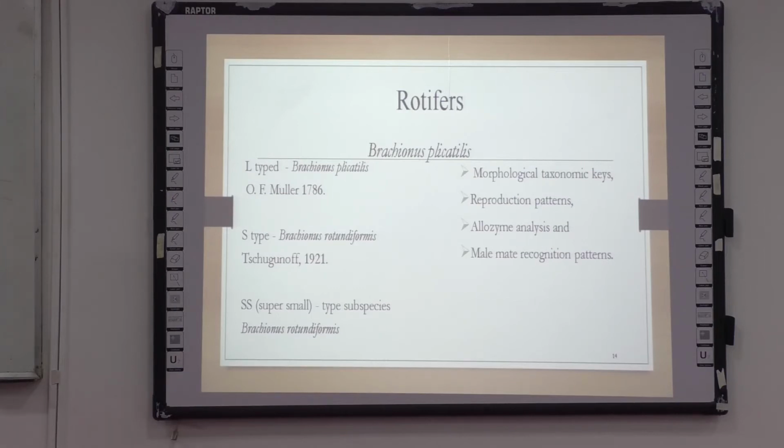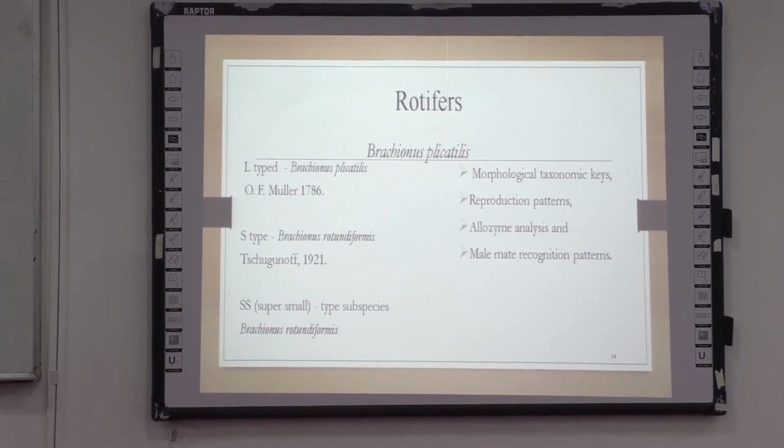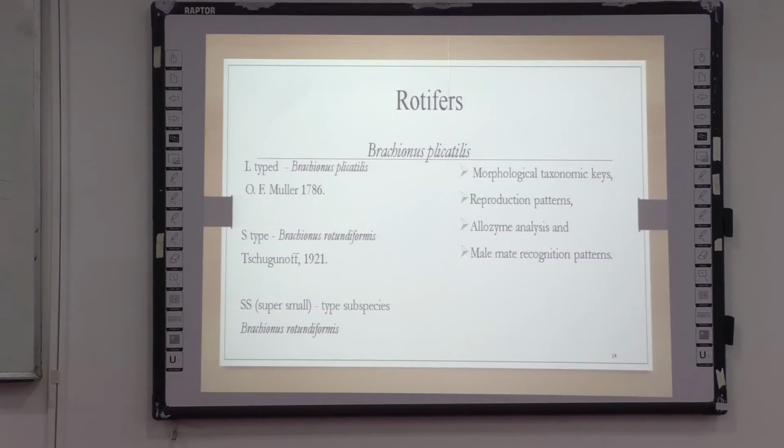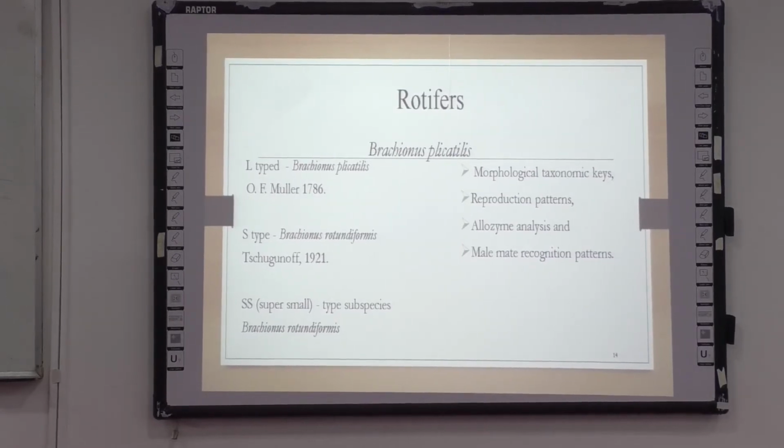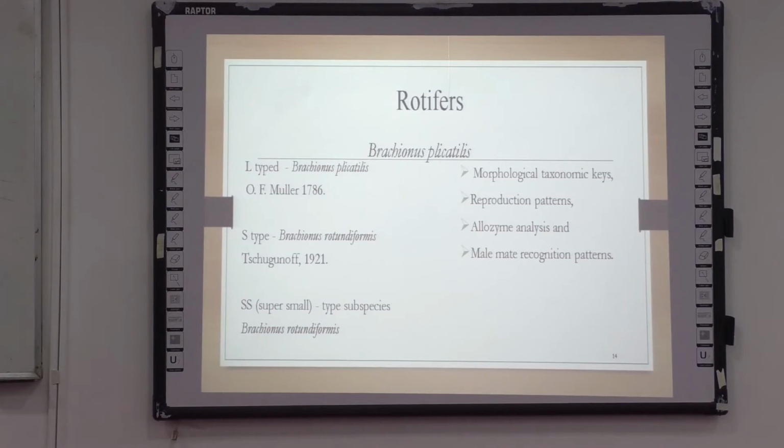This Brachionus has 3 types. The first one is the L type, which is fairly bigger, with a size of around 400 to 600 micrometer. The second one is the S type, small type, with a size of about 150 to 200 micrometer. And the third one is the super small, which is Brachionus rotundiformis. Even the S type is also rotundiformis. The small or super small size is about 100 micron.